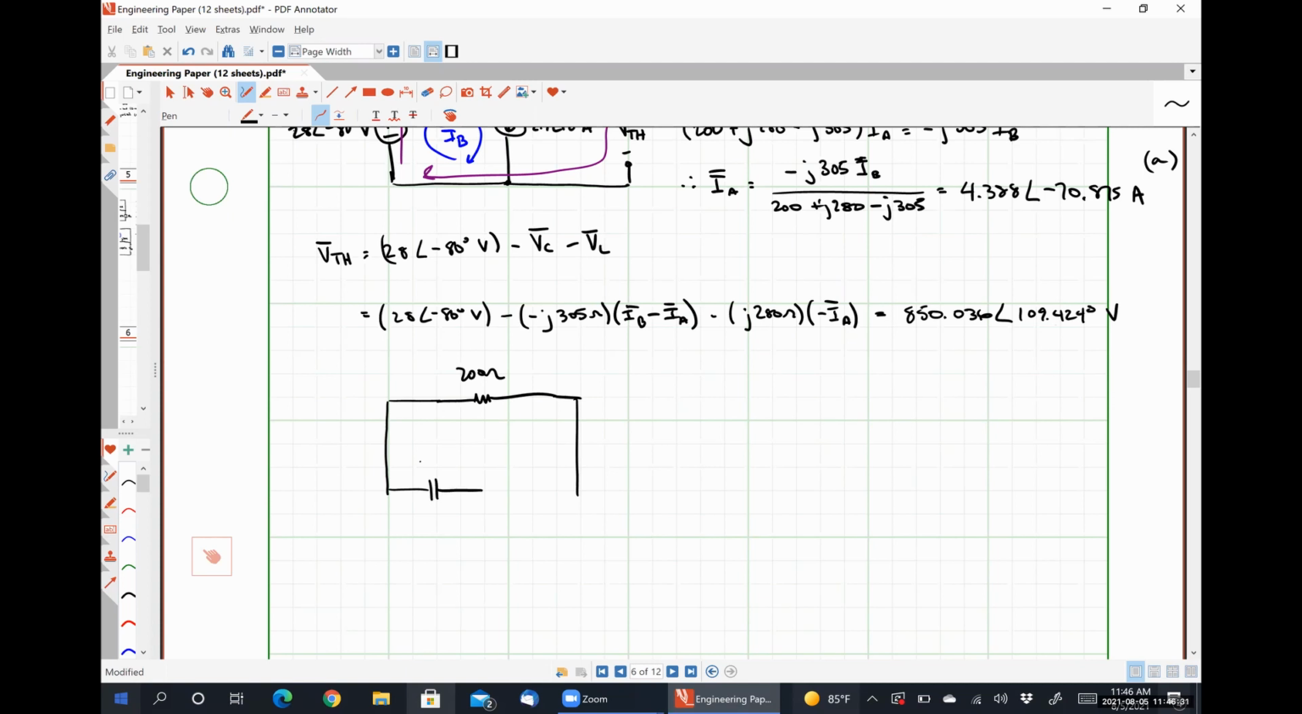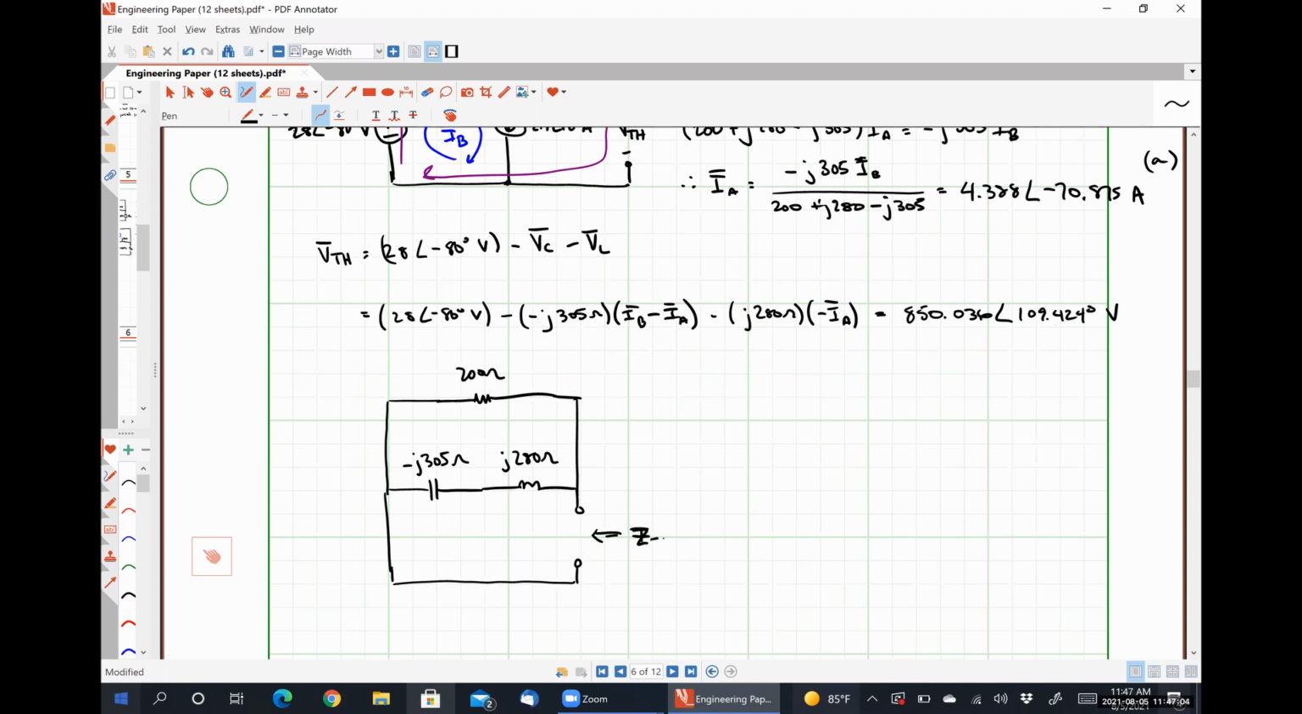Our capacitor, which was minus j305. Our inductor, which was j280. Here's a terminal. Here's a terminal. Our voltage source is turned off, and our current source is also turned off. So this is our equivalent circuit.